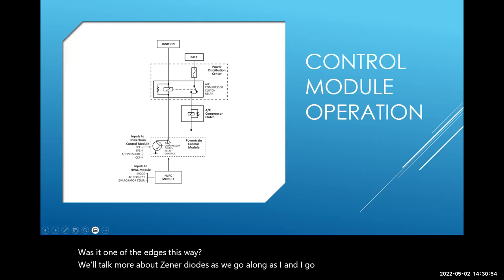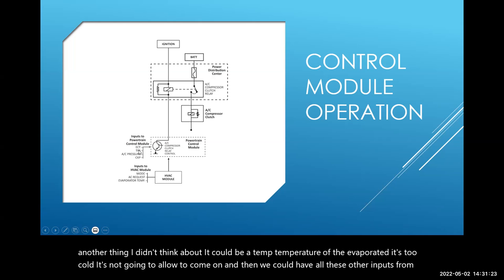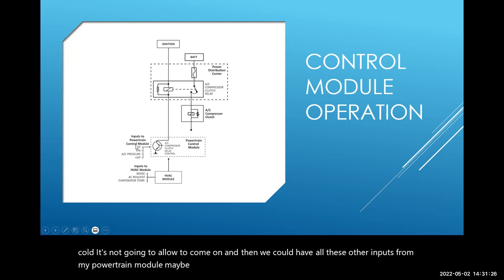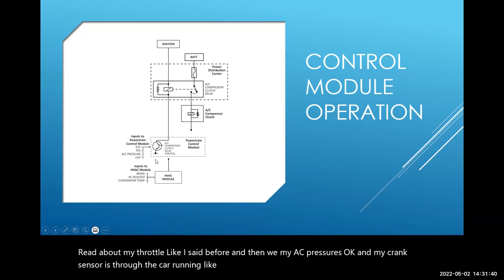As I go down, here is my AC compressor relay control, and then I have my inputs from my HVAC module. It's my request. And another thing I didn't think about, it could be a temperature of the evaporator. If it's too cold, it's not going to allow it to come on. And then we could have all these other inputs from my powertrain module. Maybe we're warming up the car and we're not at coolant temp yet. What about my throttle, like I said before? And then my AC pressures, okay? And my crank sensor, is the car running? So all these things could be obstacles causing the AC compressor not to turn on.